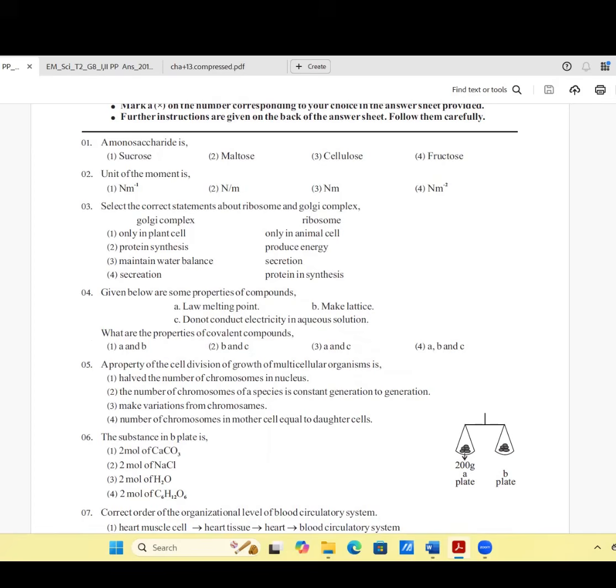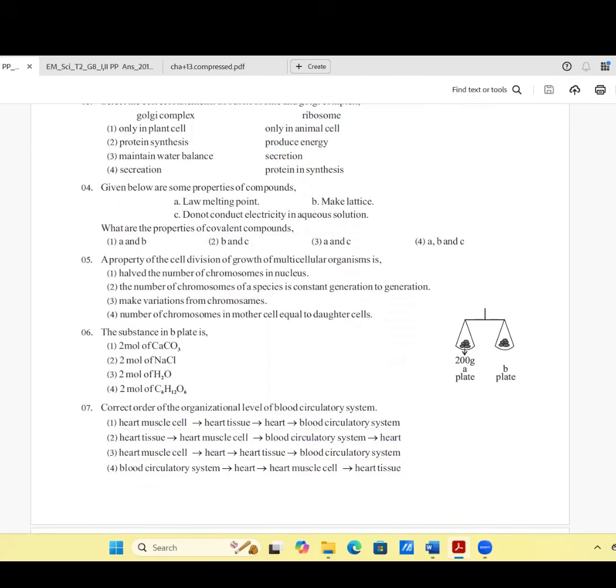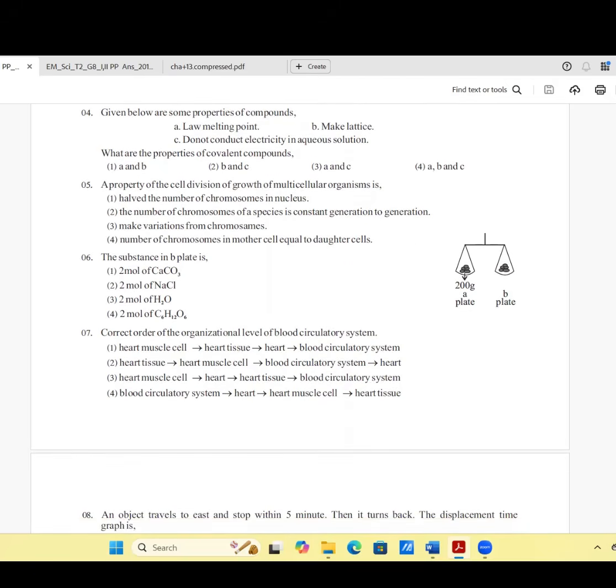Fourth question. Given below are some properties of compounds. A. Low melting point. B. Make lattice. C. Do not conduct electricity in aqueous solution. What are the properties of covalent compounds? Answer A and C. Covalent compounds have low melting points and don't conduct electricity in the liquid state or in the solid state.